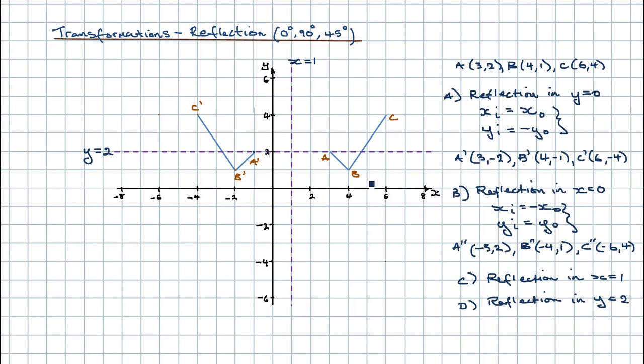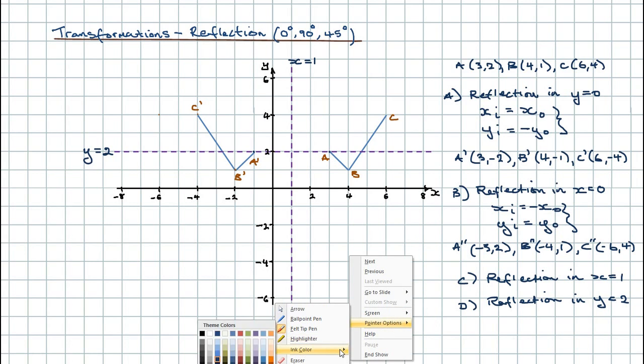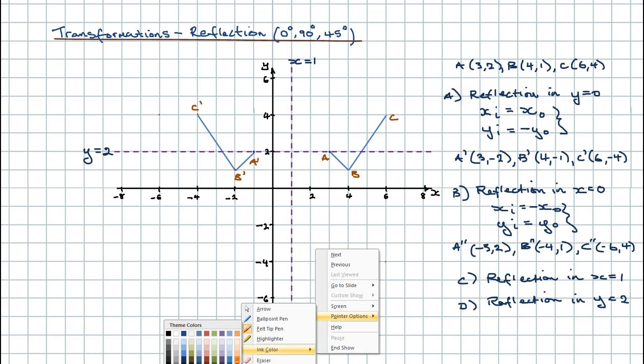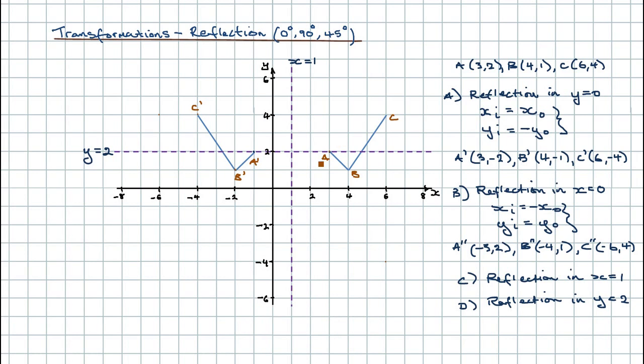Well, if we start with A, the point A is actually on the line of reflection. So what's the distance to the line of reflection? Well, it must be 0. In other words, if the distance to the line of reflection of A is 0, then the distance to A prime prime from the line of reflection must be also 0. So it must be there. So a little bit of a tricky one, this one, because the line of reflection is going through the object, basically.